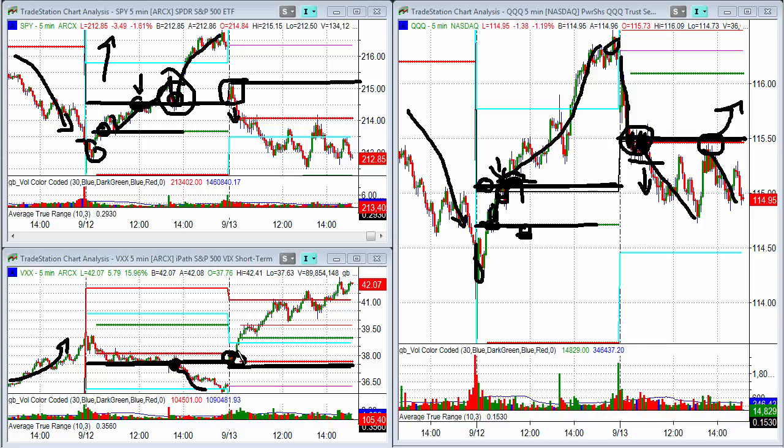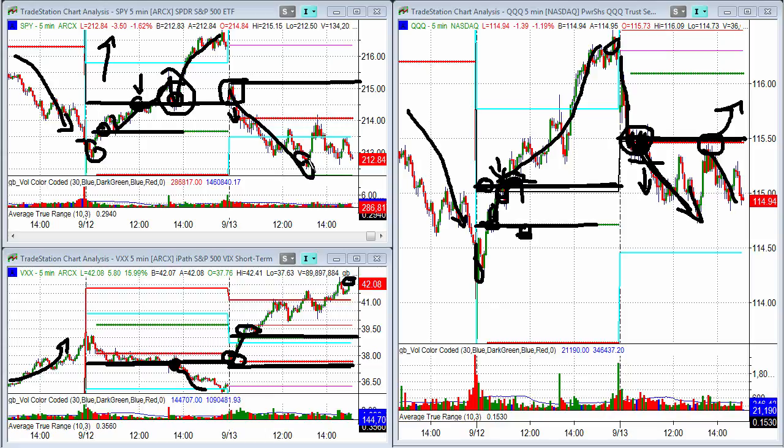VIX never even looked back. Here's the opening range breakout. Again, from a trade perspective, a breakout just around 39.50. We're up over 42 today. So big move in the VIX. Slight down move, but definitely don't want to be on the wrong side of that in the Qs. And another pretty substantial down move in the SPYs.